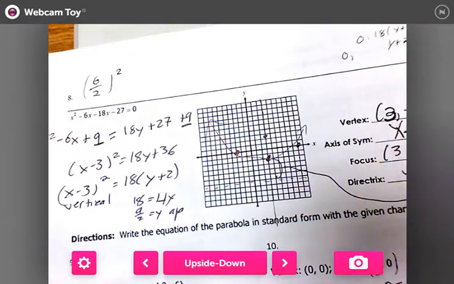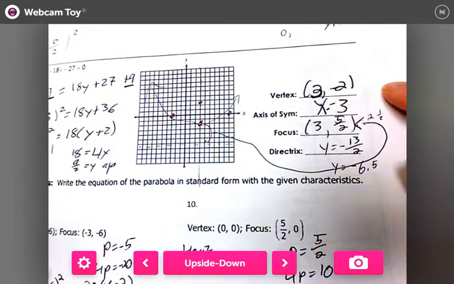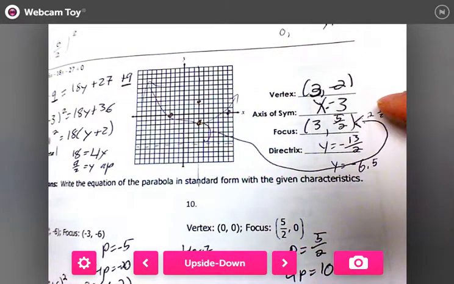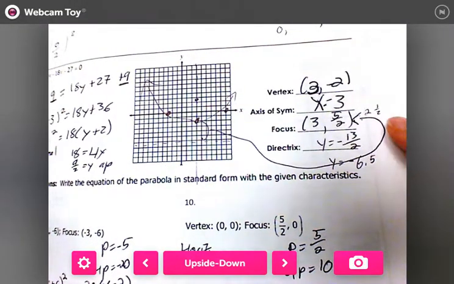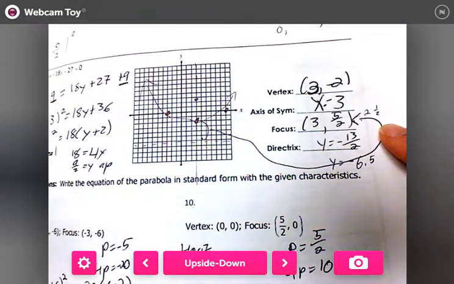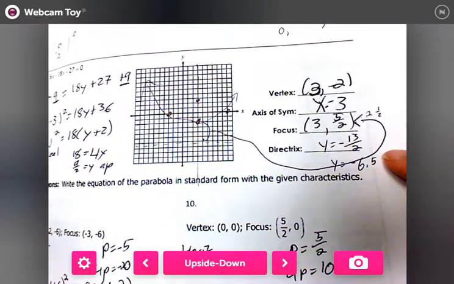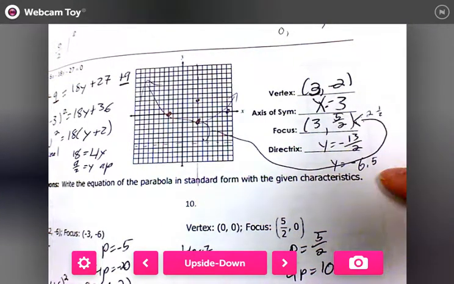Number 8. Your vertex is 3, -2. Axis of symmetry is x equals 3. Focus point of 3 and 2.5. Directrix of y equals -13/2 or y equals -6.5.